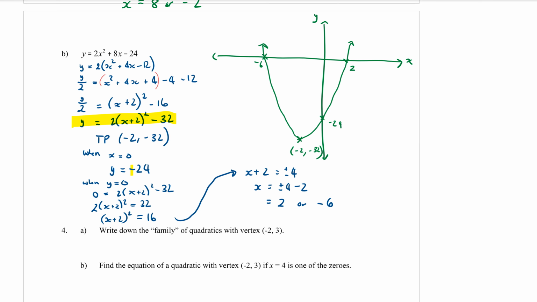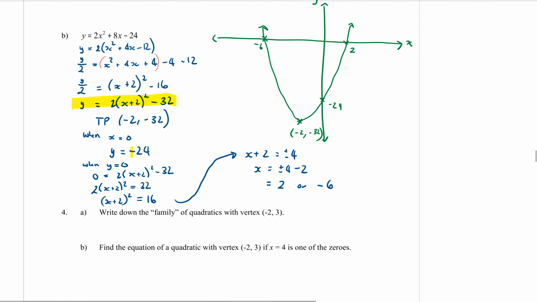Question 4 is a slightly different type of question. Does everyone finish writing that one down? Question 4 says, write down the family of quadratics that has a vertex at minus 2, 3. We can put that into turning point form, okay?